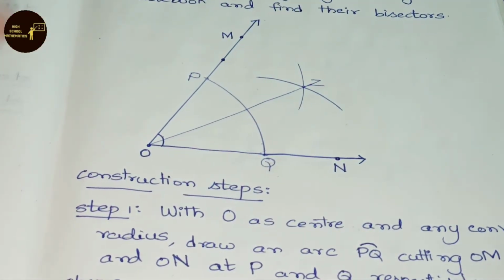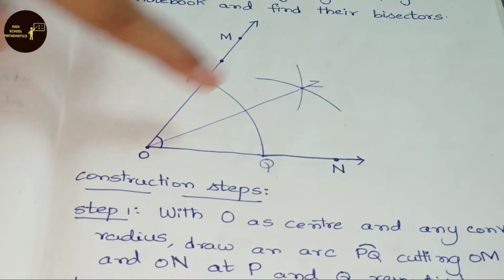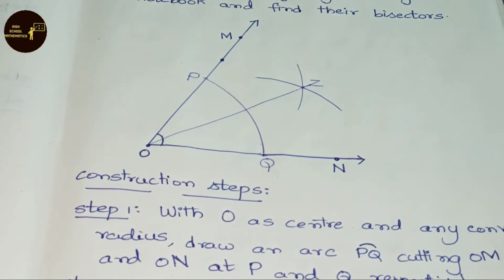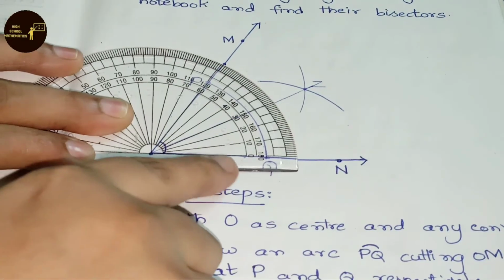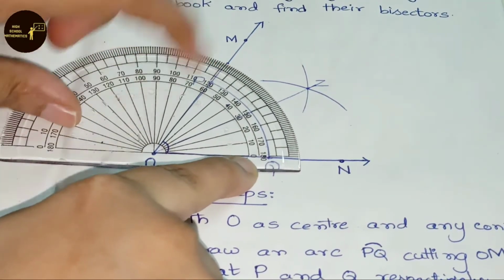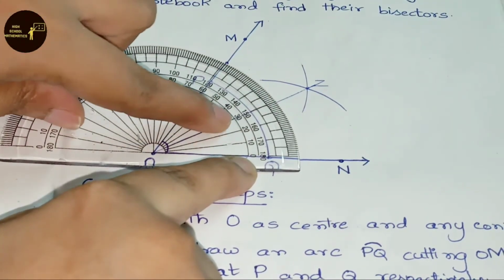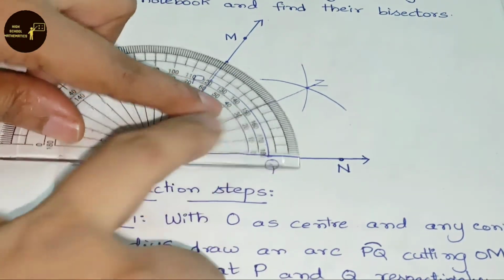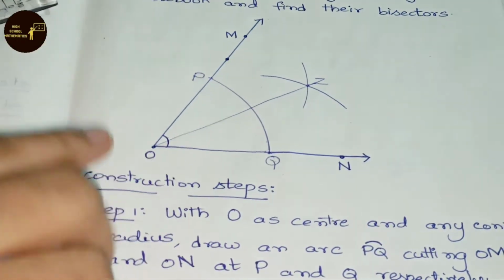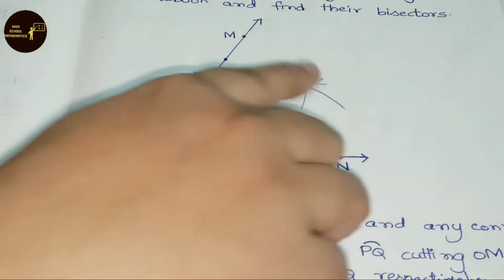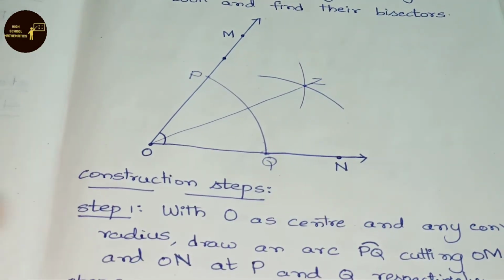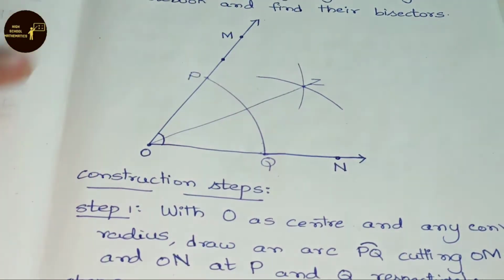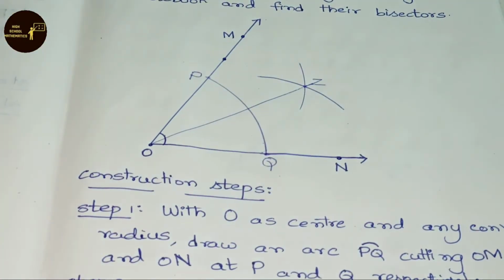If we observe, angle MOZ is equal to angle ZON. Let us verify this by placing the protractor. Observe here, angle MOZ is 30 degrees and angle ZON is 30 degrees. 30 plus 30, total 60 degrees. So our given angle is 60 degrees. After drawing the bisector, it is divided into two equal halves. Therefore, angle MOZ and angle ZON are equal.